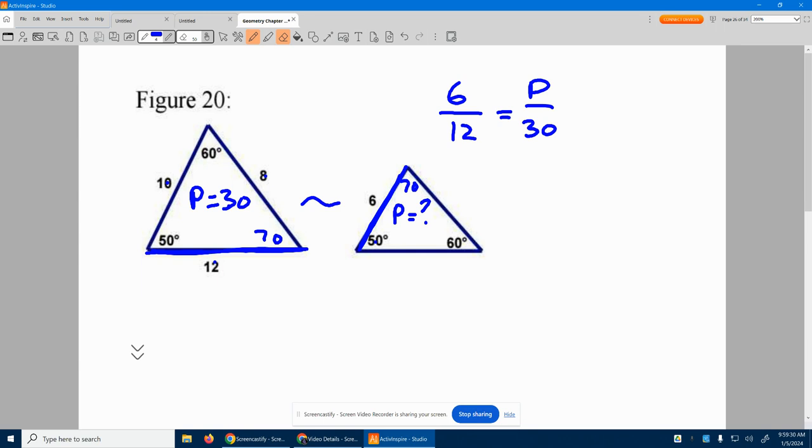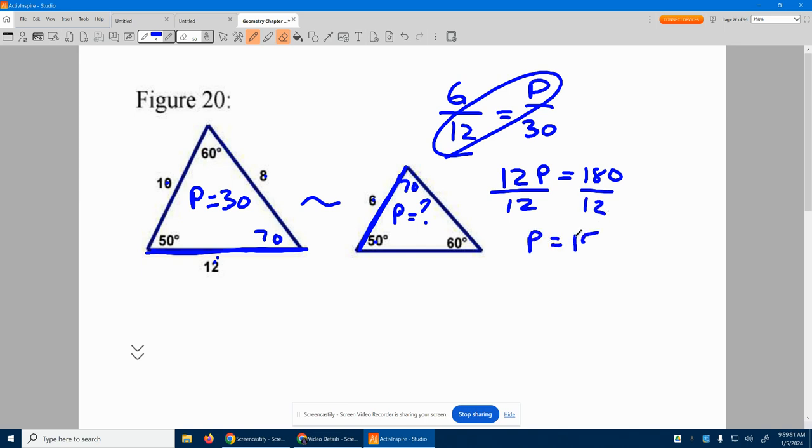Okay. So you probably can guess what the answer is. If he's 30 and you notice you went from 6 to 12, you doubled, that perimeter is going to be 15 because 15 doubled is 30. But let's do the math to it. So we would go, okay, let's do the means extremes. 12 times the missing perimeter equals 30 times 6, 180. Let's divide by 12, divide by 12. And yes, we get a perimeter of 15.